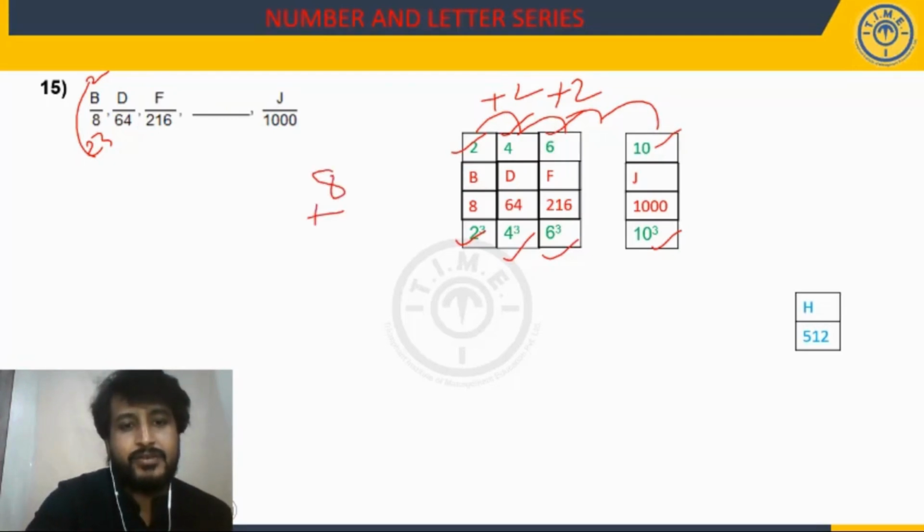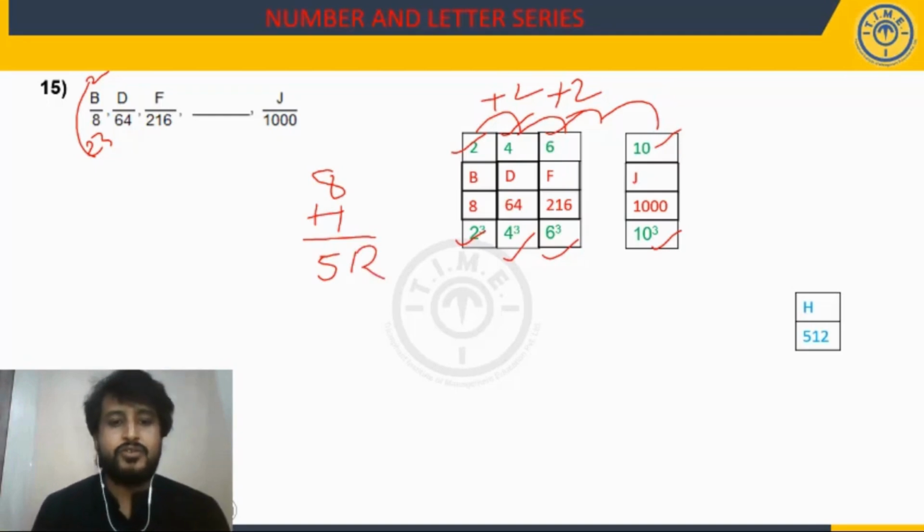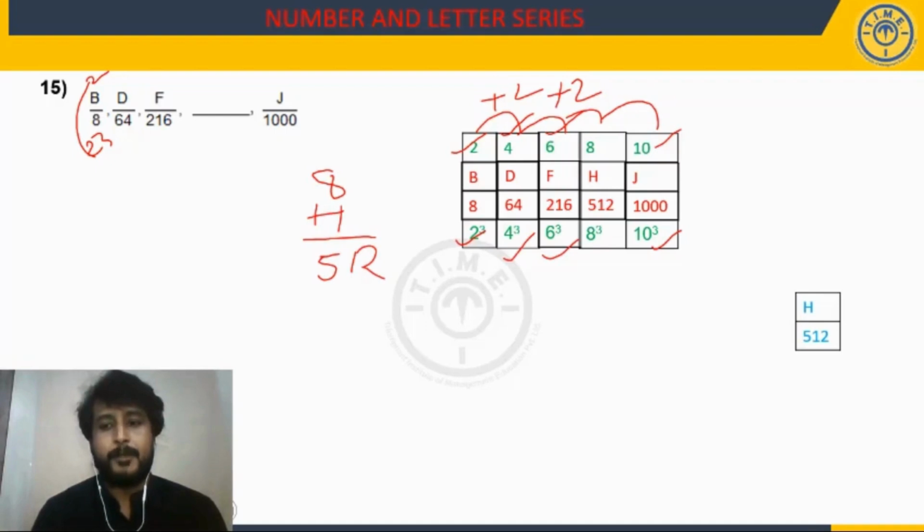Eighth letter is H, so H by 8 cube. 8 cube is how much? 512. So what should be my answer? H by 512, because the H place value is 8 and the 8 cube is 512. You are clear, right? The denominator is the cube of the place value of the numerator. Answer: H by 512. B's place value is 2 and the denominator is 8, which is 2 cube. D's place value is 4 and the denominator is 64, which is 4 cube.